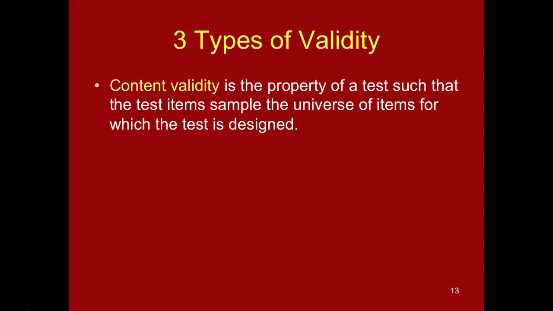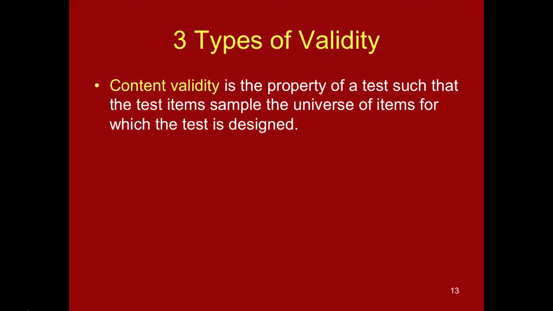Content validity is the property of a test such that the test items sample the universe of items for which the test is designed. This type of validity is most often used for achievement tests. For example, if you were taking a test on the information processing system that only asked about working memory, this would be an issue with content validity. If the test is supposed to measure a test taker's understanding of the entire system, questions should not only address working memory, but also sensory memory, long-term memory, and the functions of each.